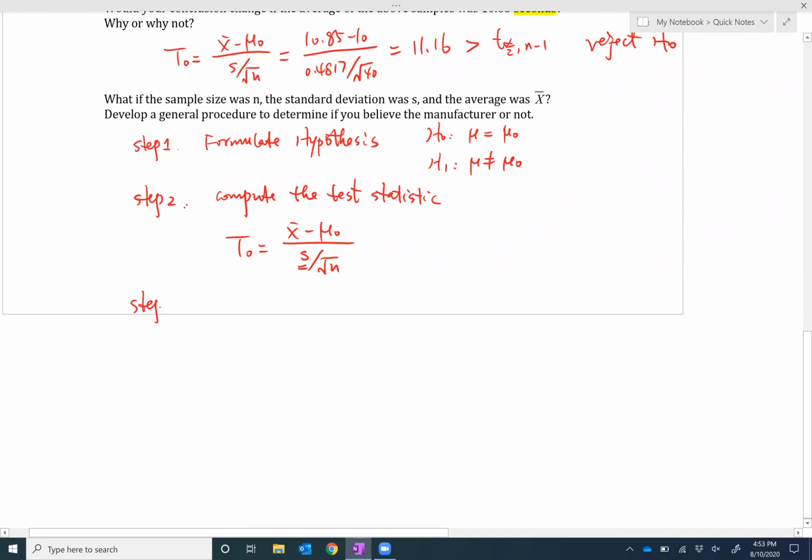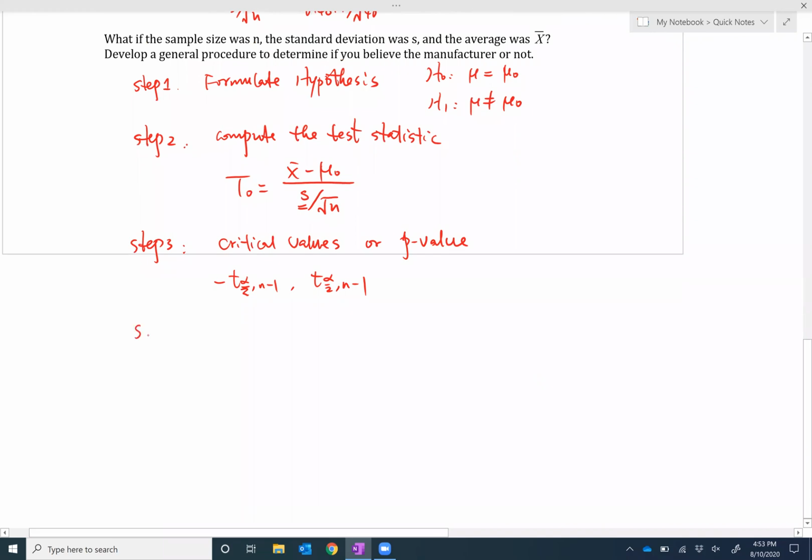And step 3, you are going to find the critical values or the p-value. So the critical values are minus T alpha over 2, n minus 1, and T alpha over 2, n minus 1. Now you are going to step 4. For a two-sided test, you're going to reject H0 if T0 is greater than T alpha over 2, n minus 1, or T0 is less than minus T alpha over 2, n minus 1.